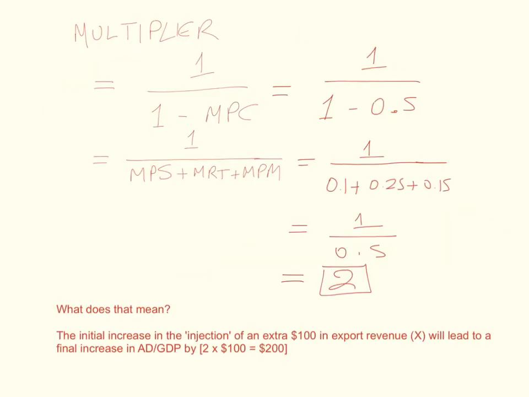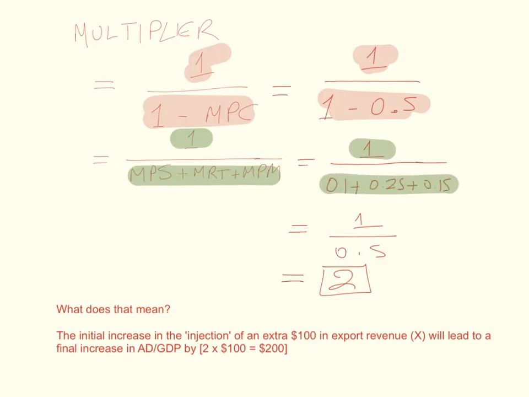So, the multiplier is equal to 1 divided by 1 minus the MPC. In this example, the MPC was 0.5, so it's equal to 1 divided by 1 minus 0.5. Or, you could calculate it using another formula: 1 divided by the MPS plus the MRT plus the MPM. So it's equal to 1 divided by 0.1 plus 0.25 plus 0.15 in this specific example. That's equal to 1 divided by 0.5, which gives us a multiplier of 2.